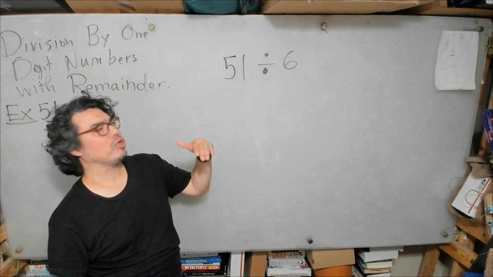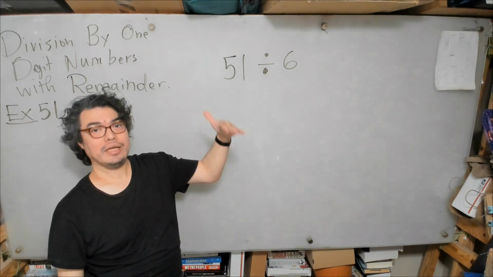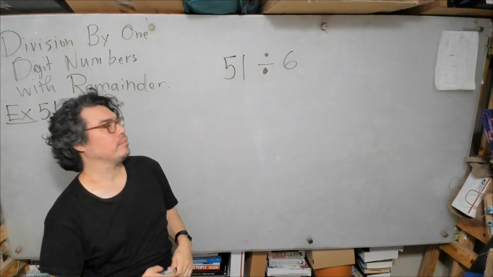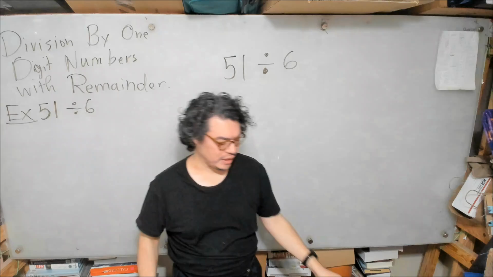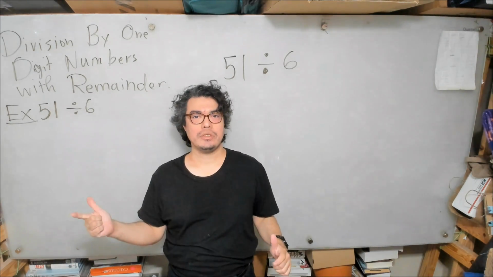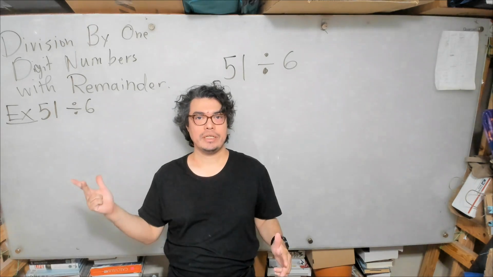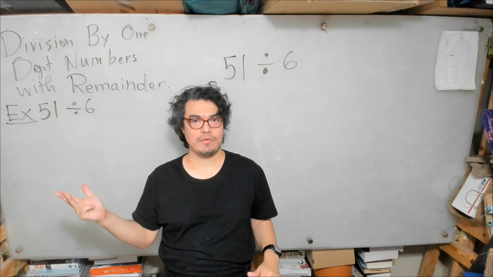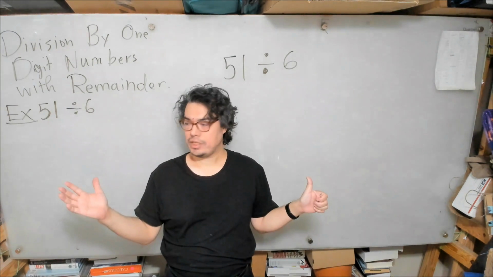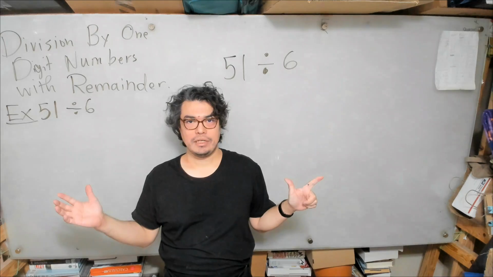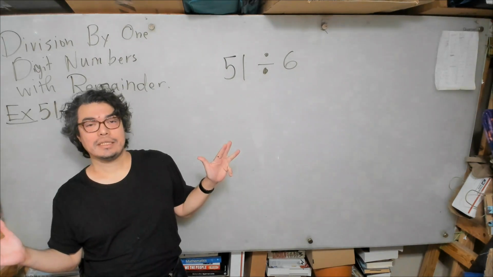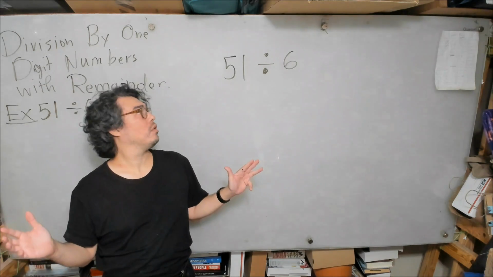What is the biggest multiple of 6 I can get that either equals 51 or which at least does not exceed 51, right? So let's count out our multiples of 6. 6 times 1 is 6. 6 times 2 is 12. 6 times 3 is 18. 6 times 4 is 24. 6 times 5 is 30. 6 times 6 is 36. 6 times 7 is 42. 6 times 8 is 48. 6 times 9 is 54.